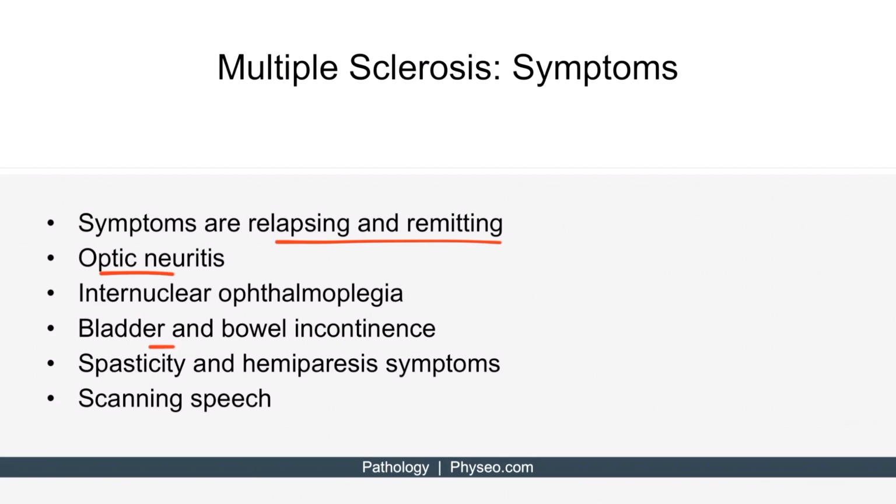Bladder and bowel incontinence is a result of autonomic dysfunction. Spasticity symptoms are due to demyelination in the cerebellum, and hemiparesis symptoms are a result of spinal cord involvement. Scanning speech refers to a disorder in which spoken words are broken up into separate syllables. So there's often a noticeable pause between two syllables. So patients have abnormally long pauses in between words and may even have slurred speech.